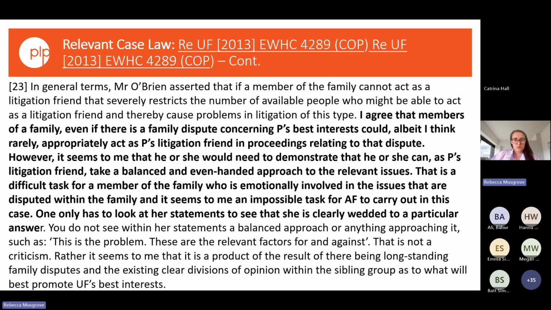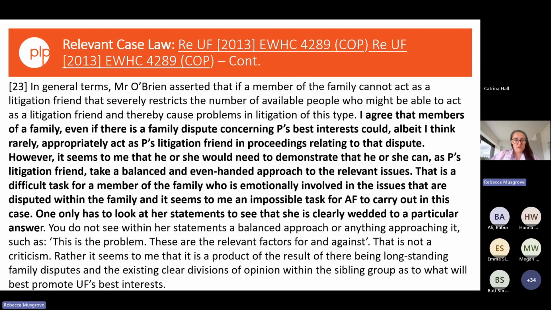RUF then also goes on to say, I agree that members of a family, even if there is a family dispute concerning P's best interest, could, albeit I think rarely, appropriately act as P's litigation friend in proceedings. And I think that's where maybe there's a little bit of a disconnect, because there are a lot of cases where family members do act as litigation friend. I wouldn't necessarily agree it's rare. I think there are quite a few cases where they do that, and we know that because often the Official Solicitor will only accept that invitation to act if it's absolutely an option of last resort. So they'll want to know that family members have been considered and why family members are not appropriate.